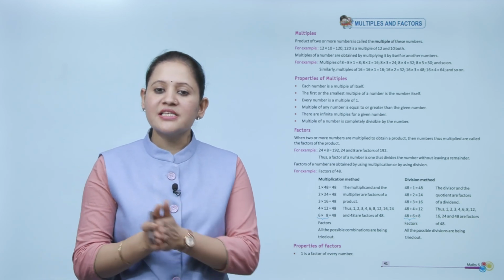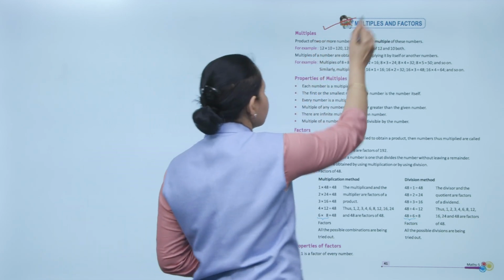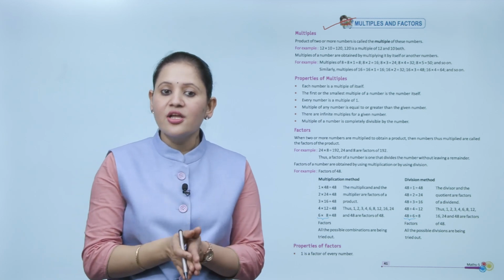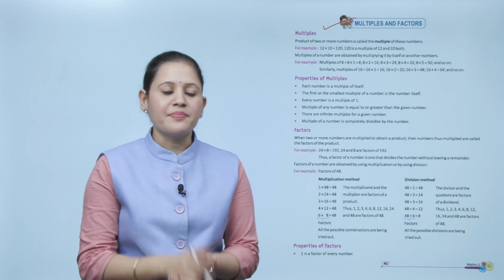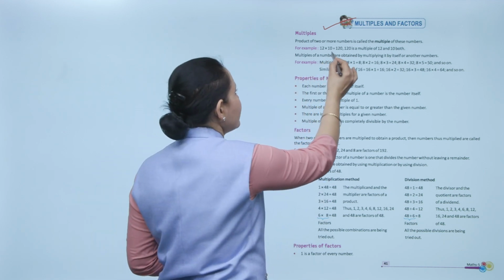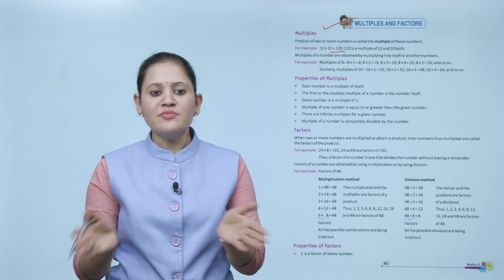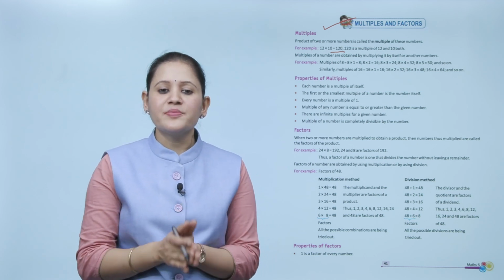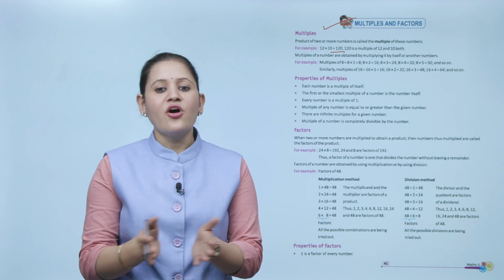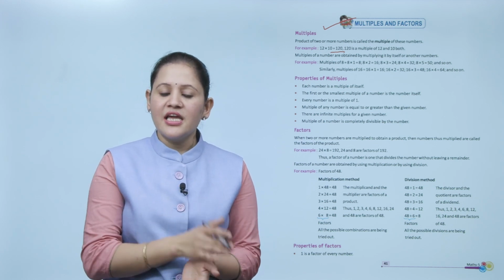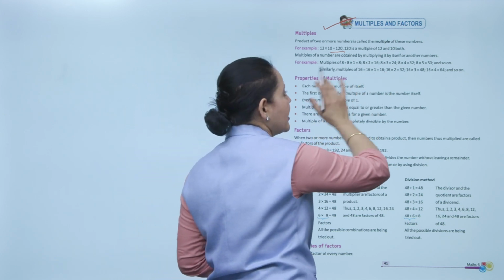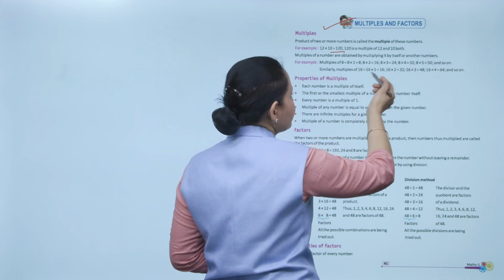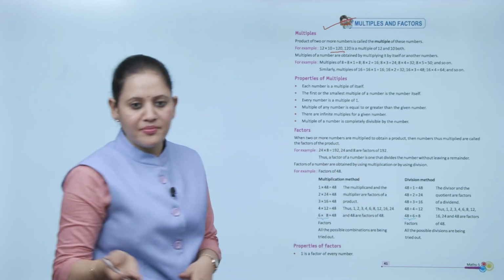Next is multiples and factors. First is multiple. The product of two or more numbers is called a multiple of these numbers. For example, 12 into 10 is 120. So 120 is a multiple of 12 and 10 both. Multiples of a number are obtained by multiplying it by itself or another number. For example, 8 equals 8 into 1, 8 into 2 is 16. Like this, we can make the multiples of 8 by multiplying it with different numbers. Clear?